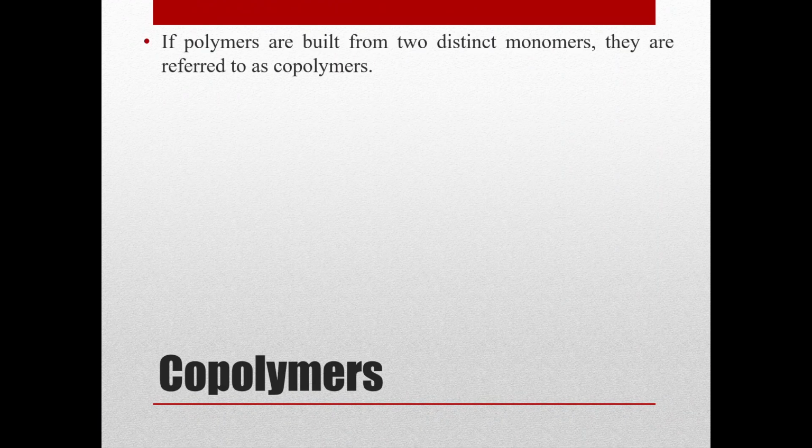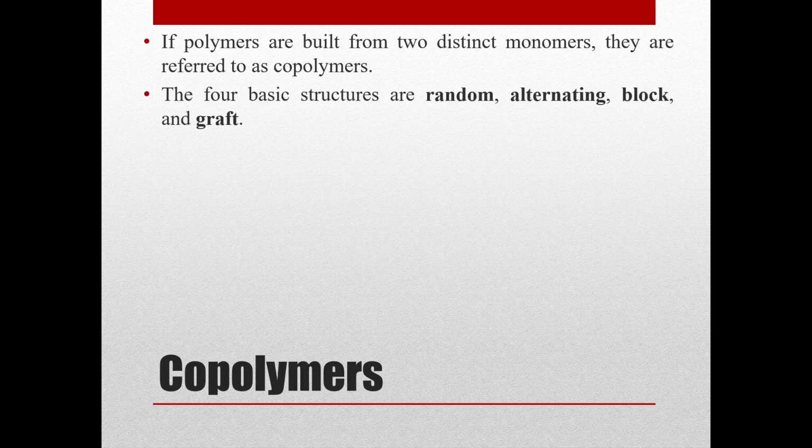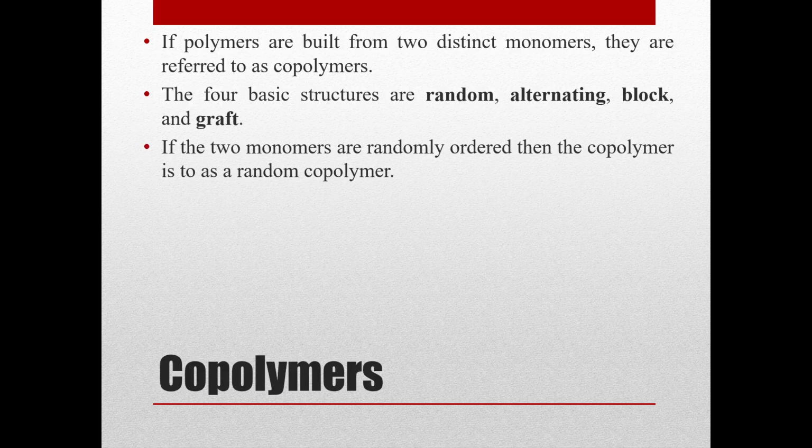If polymers are built from two distinct monomers, they are referred to as copolymers. The four basic structures are random, alternating, block, and graft. If the two monomers are randomly ordered, then the copolymer is of the type random copolymer. One can see in the diagram shown under A, where the beads are of different colors, blue and say red, and they are randomly arranged. There is no distinct pattern there.